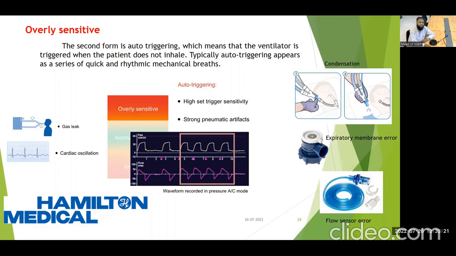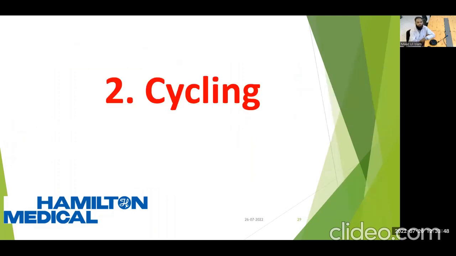The number five is gas leakage. If there is any gas leakage in the circuit, on the inspiratory side or expiratory side, an overly sensitive error will occur. And there is cardiac oscillation. If there is cardiac oscillation present on the patient side, that can also cause overly sensitive trigger error.